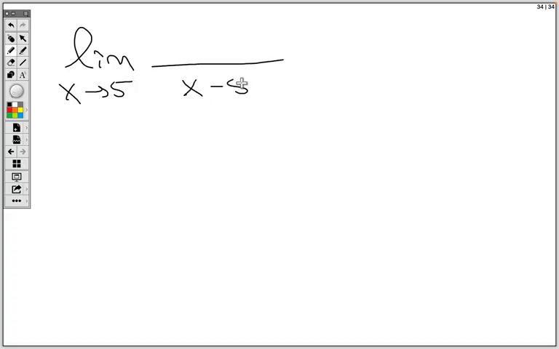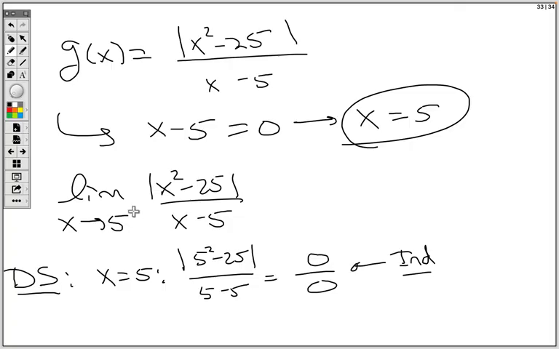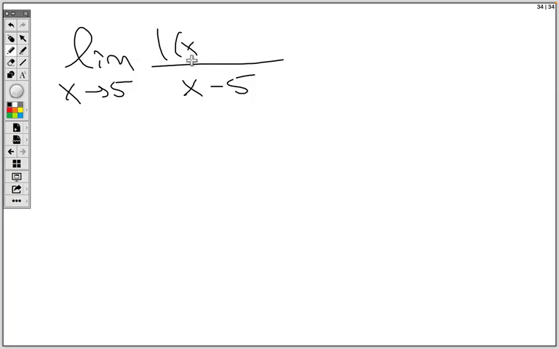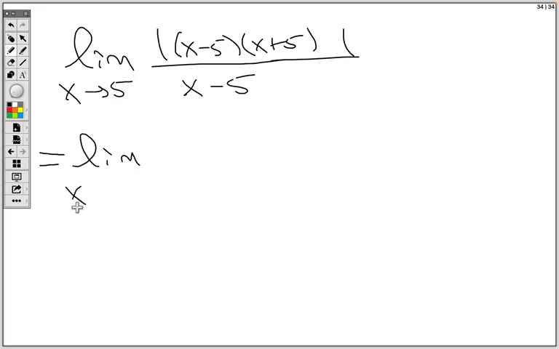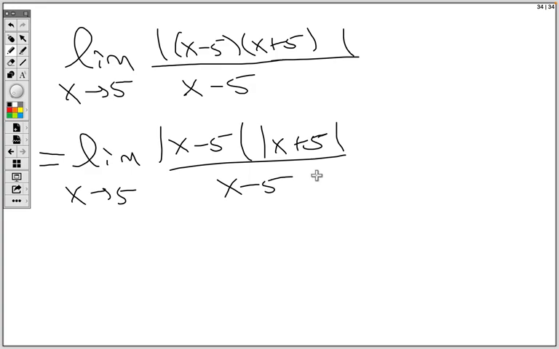So let's take a look at the function and try to simplify it. So inside the absolute value, I've got that x squared minus 25. So we can factor that down into an x minus 5 times an x plus 5. And using properties of absolute values, absolute value works well with multiplication: absolute value of x minus 5 times absolute value of x plus 5, all over x minus 5.